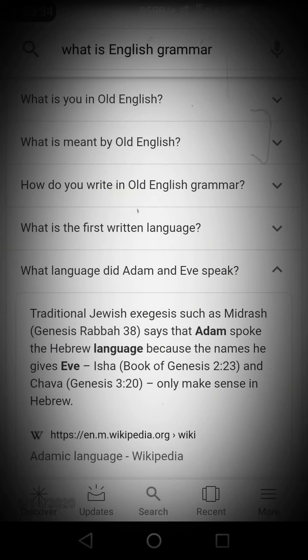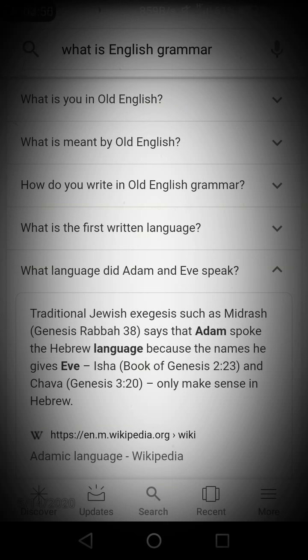Our next question, what language did Adam and Eve speak? Very important. Traditional Jewish exegesis such as Midrash says that Adam spoke the Hebrew language because the names he gives, Eve, Isha, and Chava, only make sense in Hebrew.